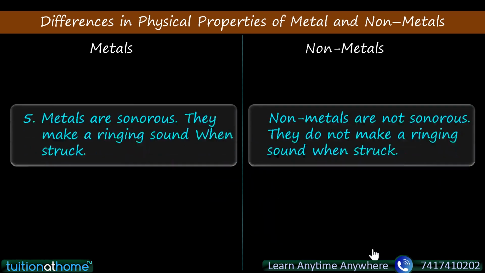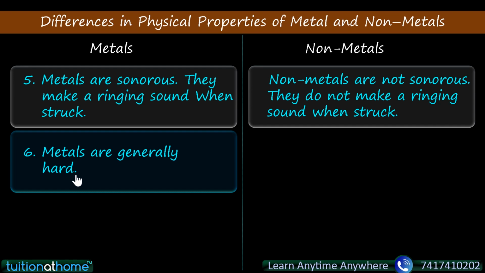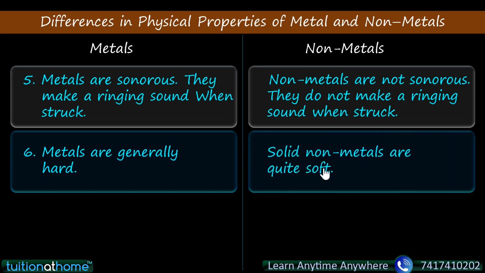Next, talking about the next property, metals are generally hard. Like I told you, they are strong. We can say metals are generally hard. Then, solid non-metals are quite soft. Again, metals are generally hard, but metals like sodium and potassium are soft. We have mercury, which is a liquid, so it is not hard. Coming back to non-metals, a solid non-metal such as diamond is really hard, right?